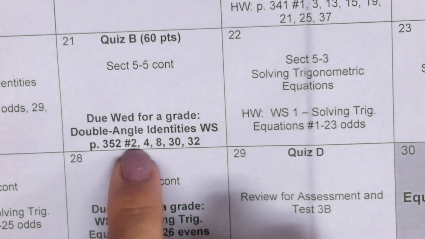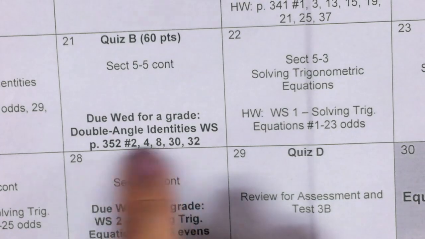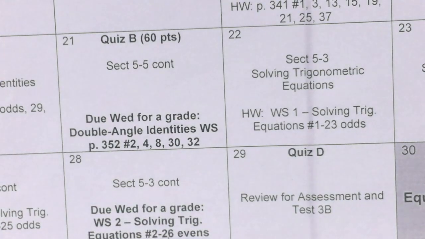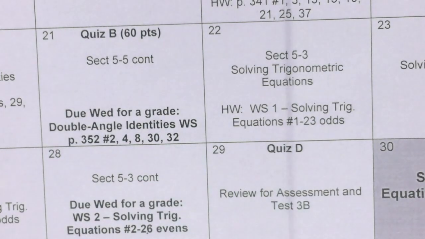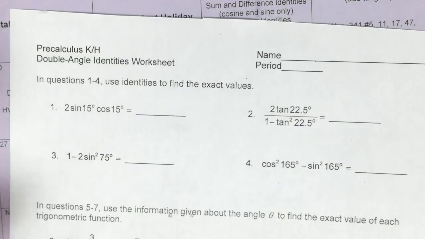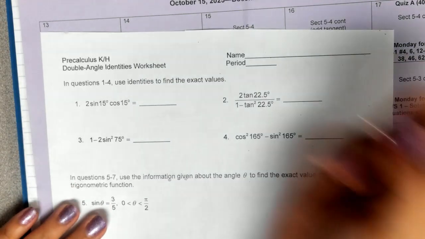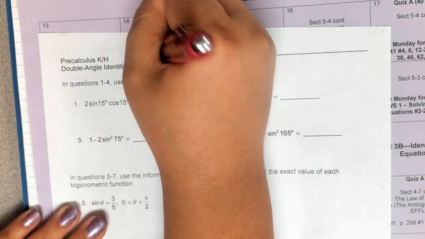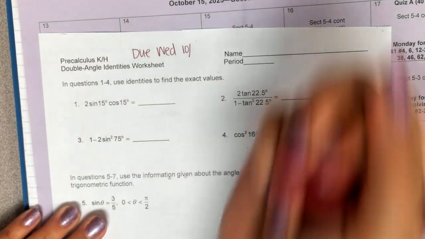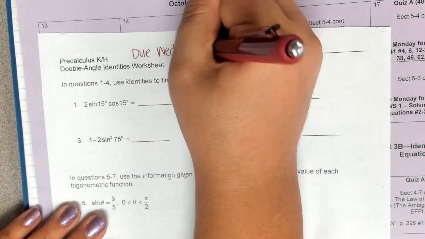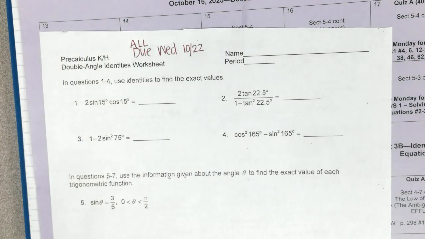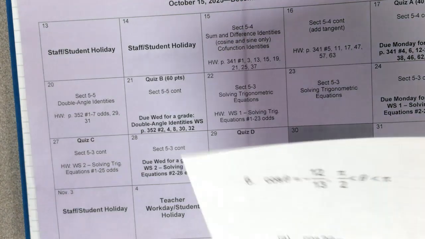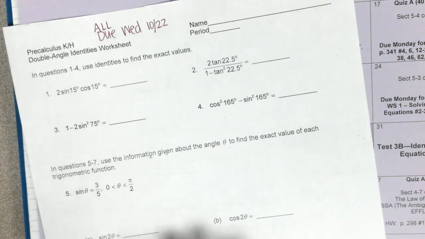As well as you have these 1, 2, 3, 4, 5 problems on page 250 or 352. We should have some time in class tomorrow to do the book work. So right now what I would like you to do is the sub is going to pass out this worksheet. Just write due Wednesday 10/22, and all of it is due Wednesday. So you could probably finish this by the end of class, maybe not. But get started on that.